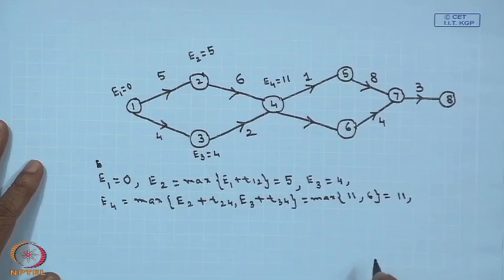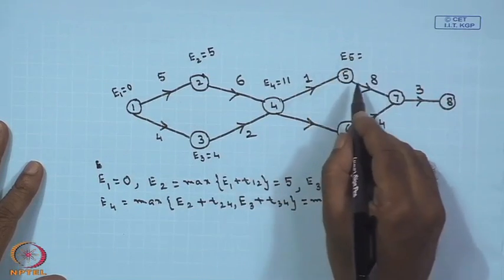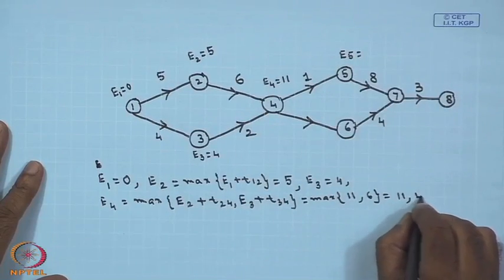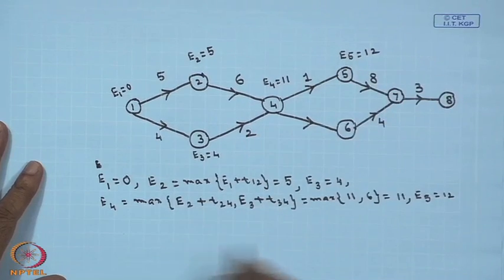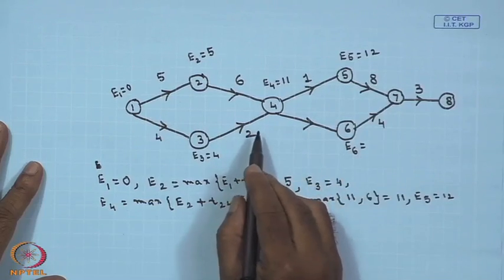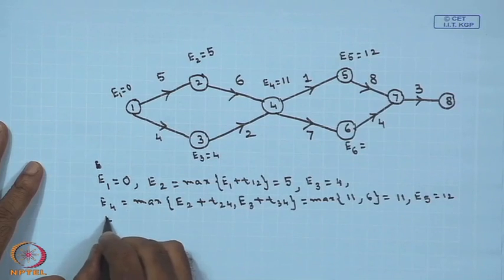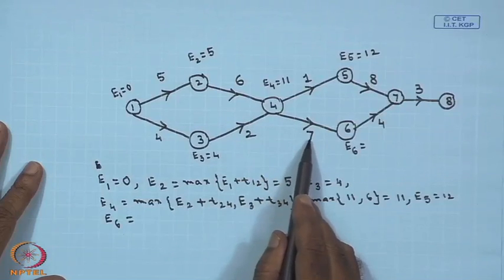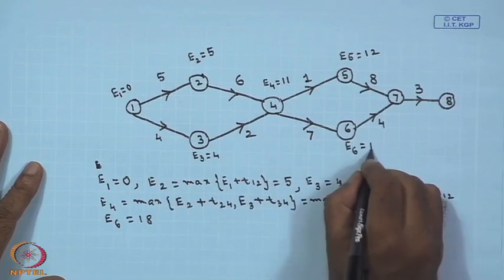So, once I have calculated E4, now I have to calculate E5. E5 is coming from only one node, that is E4 plus this length. So, E5 will be equal to 12. Then you have to calculate E6, 4 to 6, the duration is 7. For E6, your E4 is 11 plus this time length, that is 7. So, it will become 18, E6 is 18.